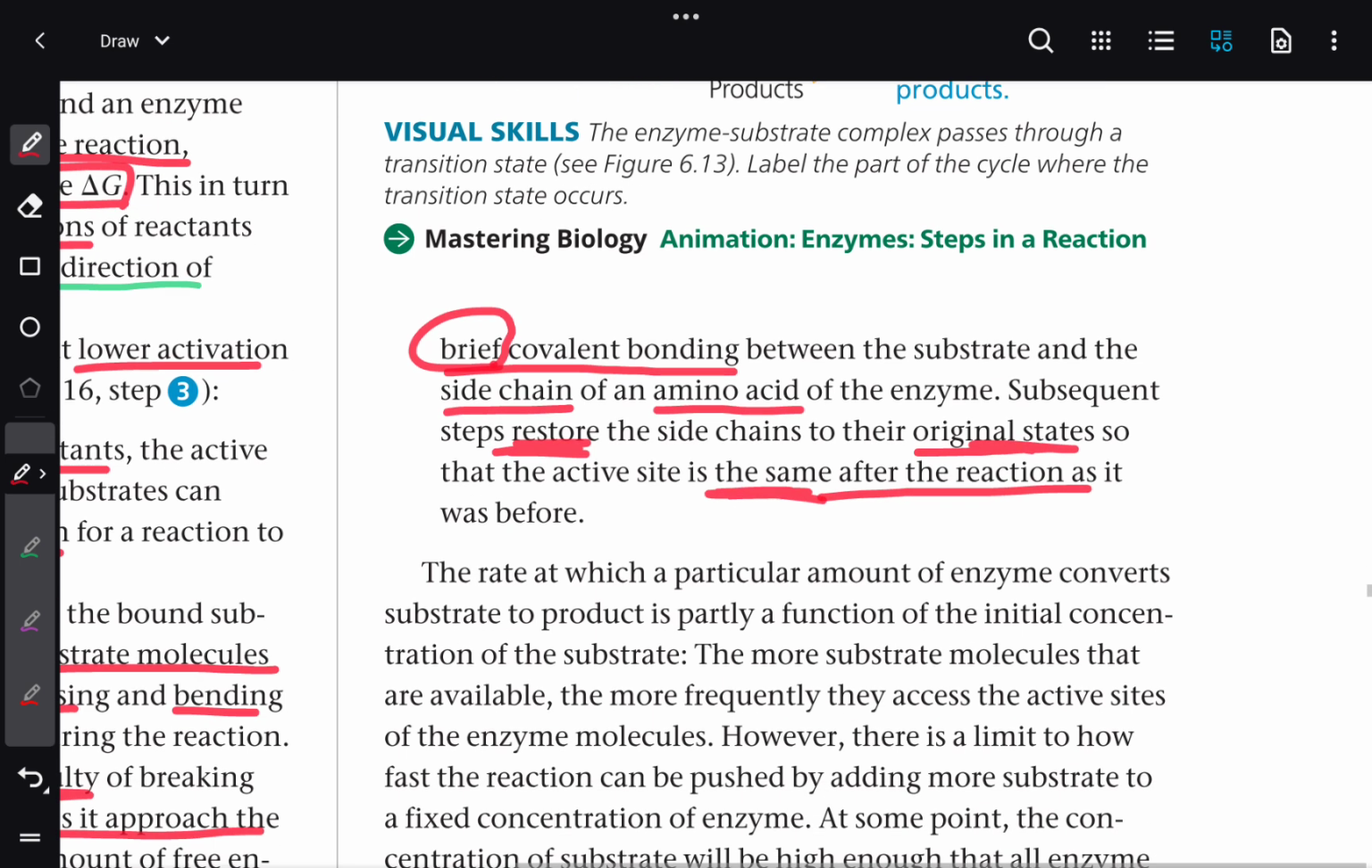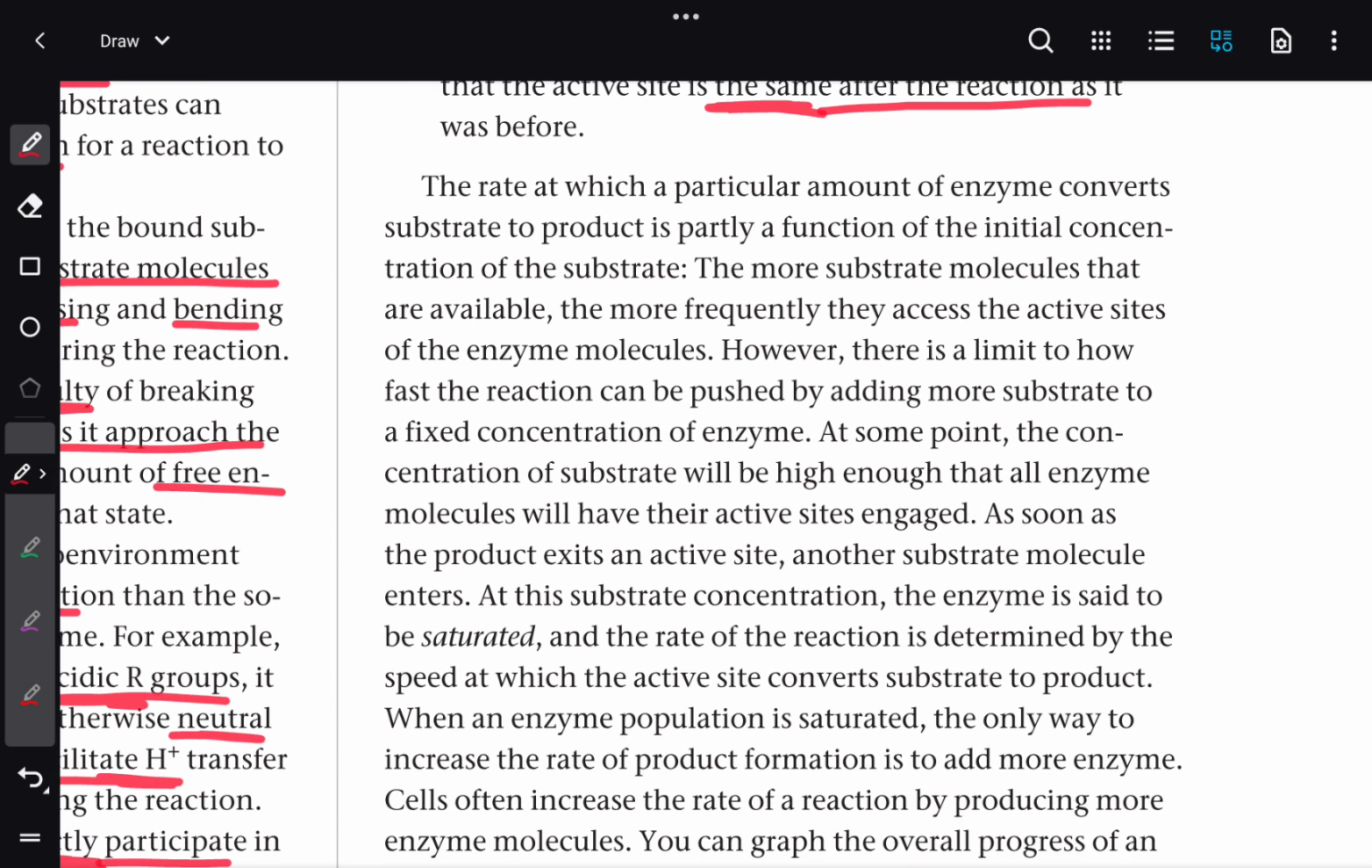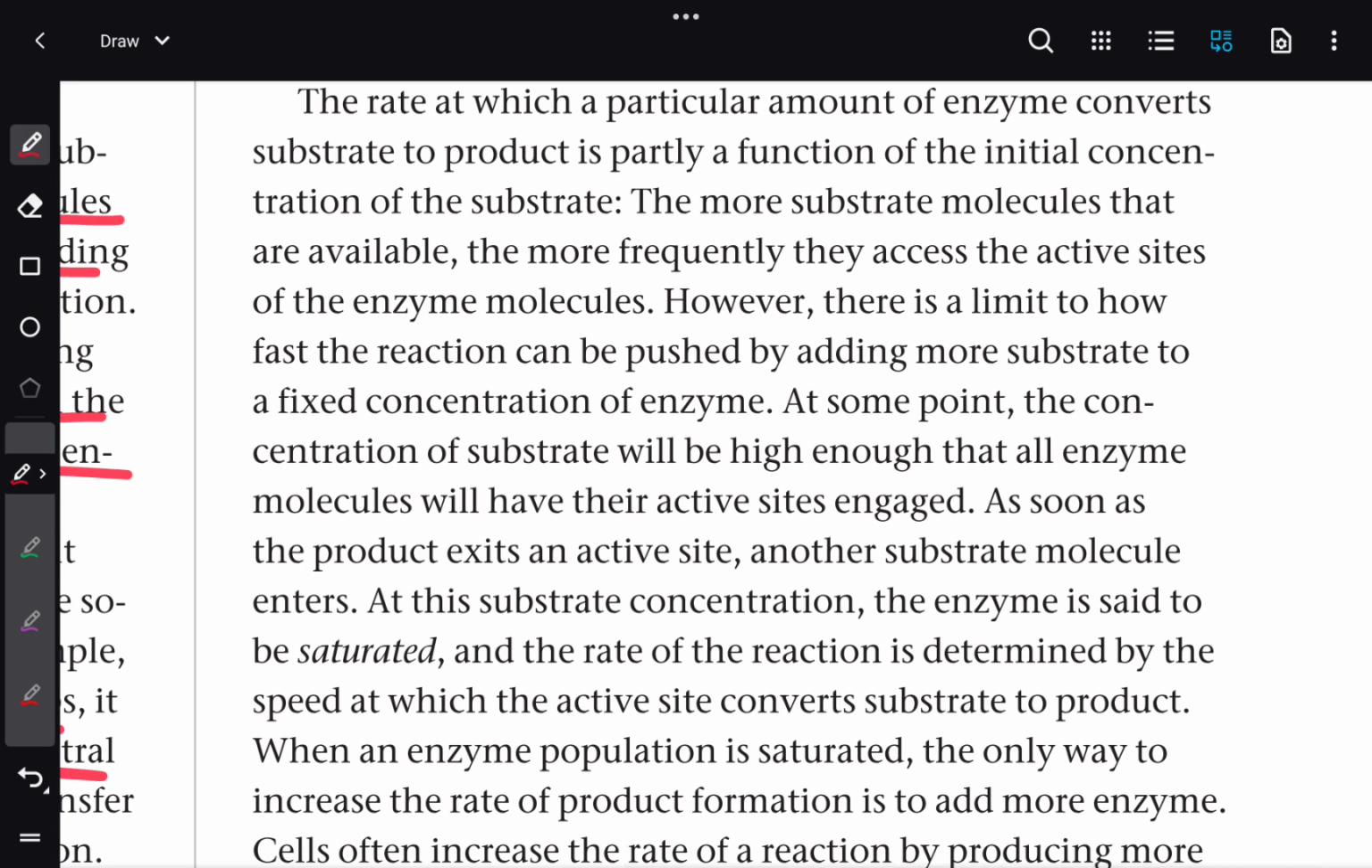The rate at which a particular amount of enzyme converts substrate is partly a function of the initial concentration of the substrate. The more substrate, the more frequently they access the active sites.